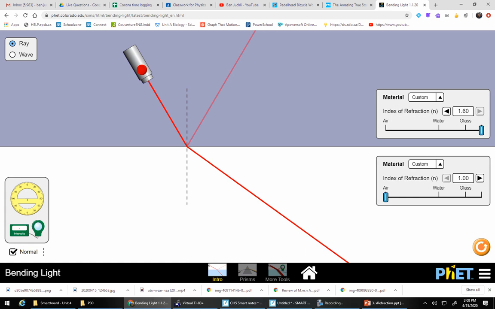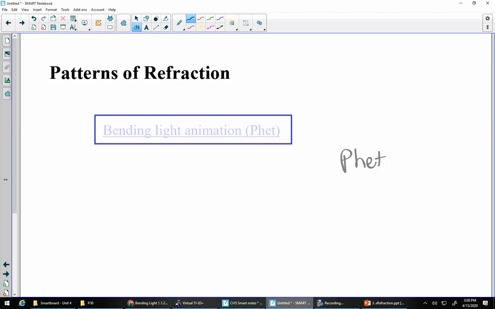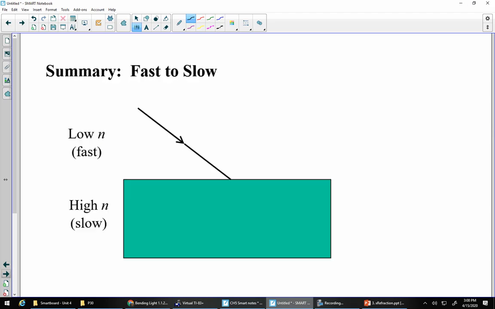Feel free to log into PhET. This one's just called Bending Light Animation. It's pretty cool to play around with. If you were in the classroom right now, I would definitely show you using some laser pointers and some other things. But this is a pretty good substitute.